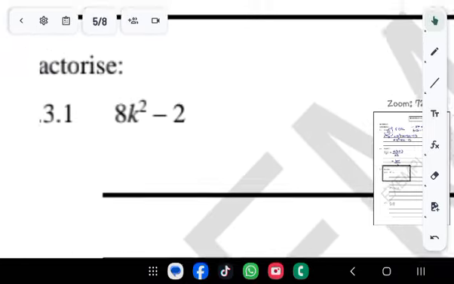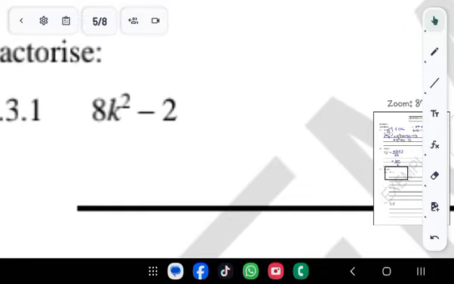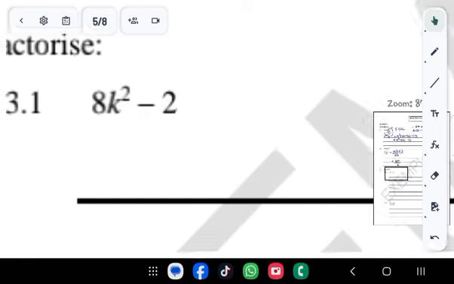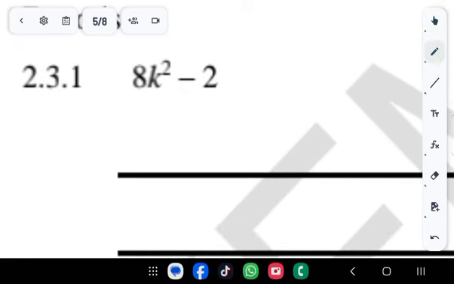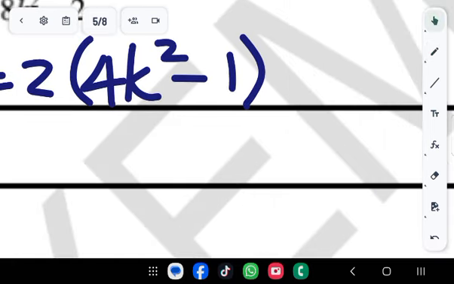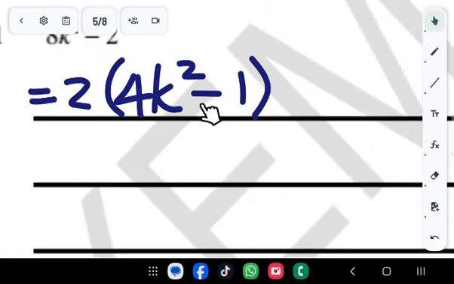factorize. Step number 1, to see if you can take out a common factor. This looks like a difference of 2 squares, but you can't see it right now. Let's take out a common factor first. What is the common factor between the numbers? That is 2. That is the common factor. Now that leaves us with 4k squared minus 1. Now 4k squared minus 1 is a difference of 2 squares.